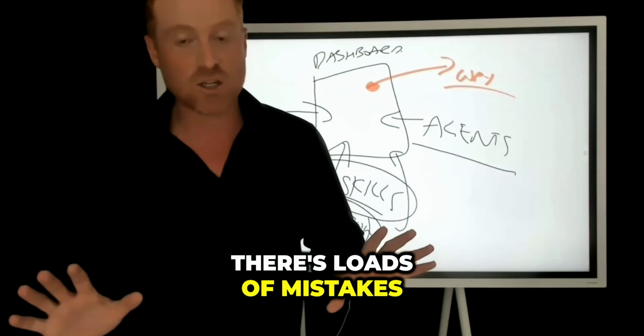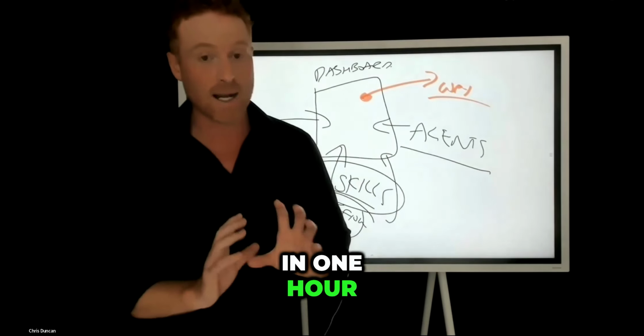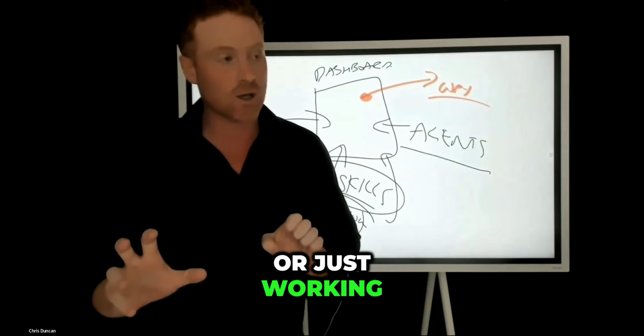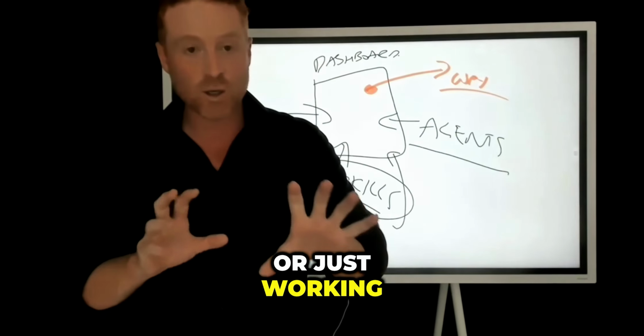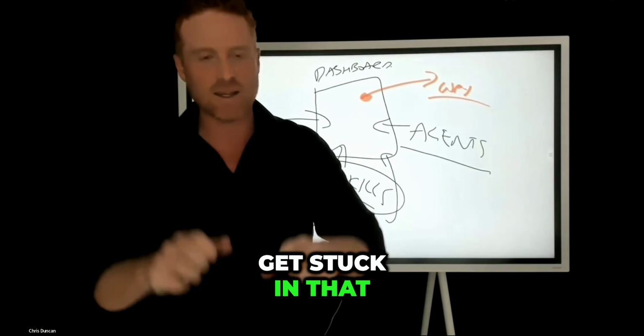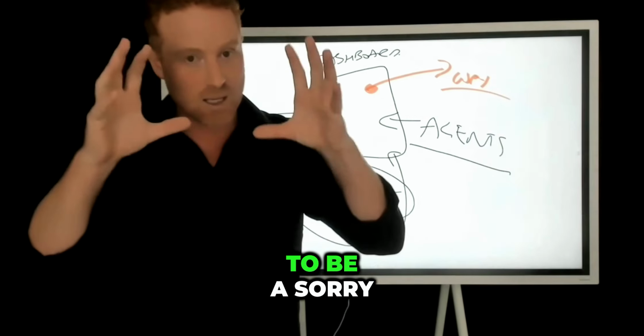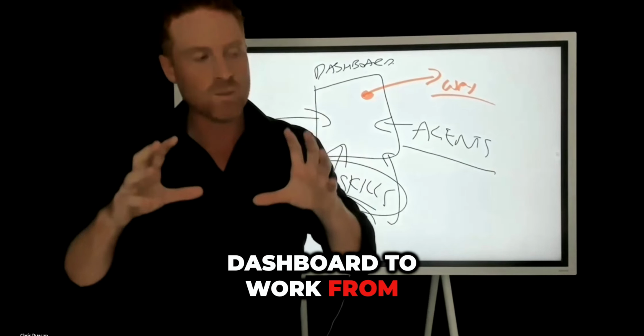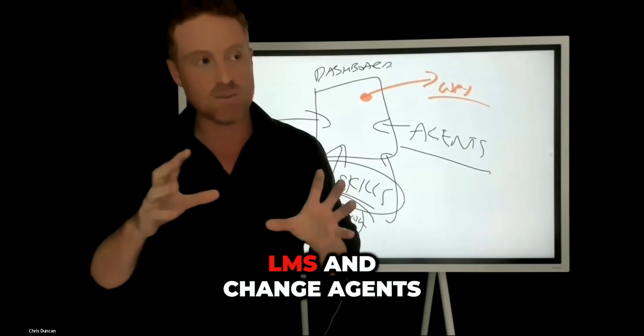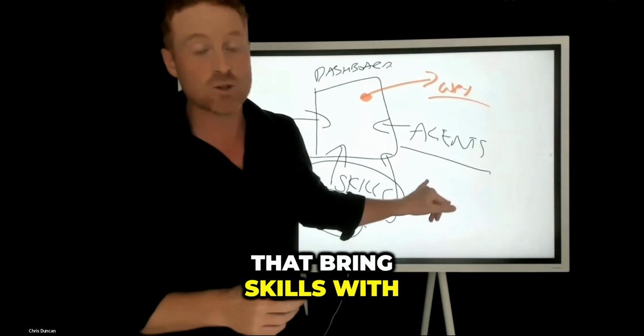There's loads of mistakes you can make. One of them is only working on one LLM. If you're just working on Claude or just working on OpenAI or just working on Grok, you're going to get stuck in that system. You need to have a database. This is a dashboard and a database to work from, one that can change LLMs and change agents that bring skills with them.